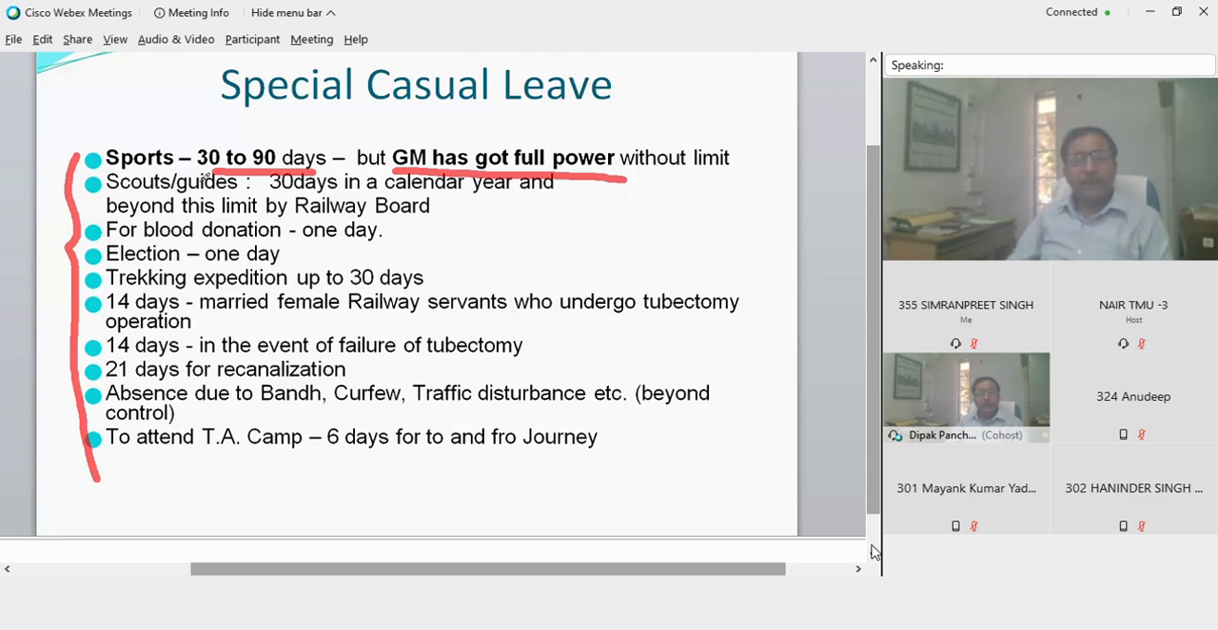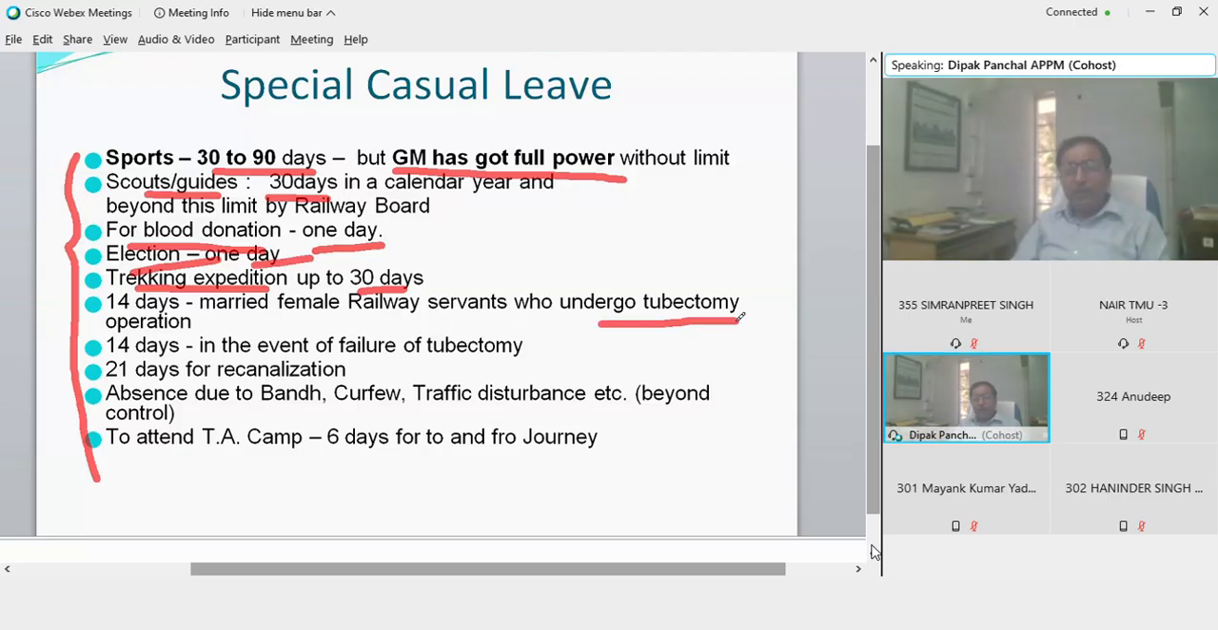To sports persons, scouts and guides can be sanctioned up to 30 days. For blood donation, 1 day special casual leave can be given. On election day, 1 day. Trekking expedition up to 30 days if it is organized by the railway. To the female railway servant, if they undergo the family planning operation, up to 14 days. 14 days in case of failure, etc.